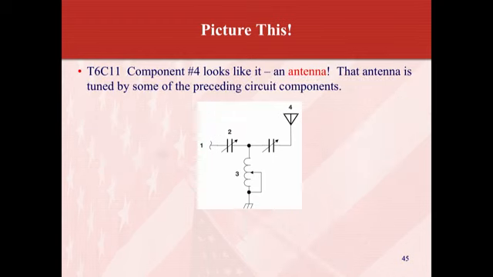Okay, component number 4 looks like an antenna. That antenna is tuned by some of the preceding circuit components. So number 4, that's a very common symbol for an antenna, basically a triangle with a line through it. And I know they always try to put the antenna off to the side or up in the schematic diagrams. They kind of have them like a real antenna would be for a radio, thrown out off to the side a little bit, away from everything else. So that is an antenna, number 4.